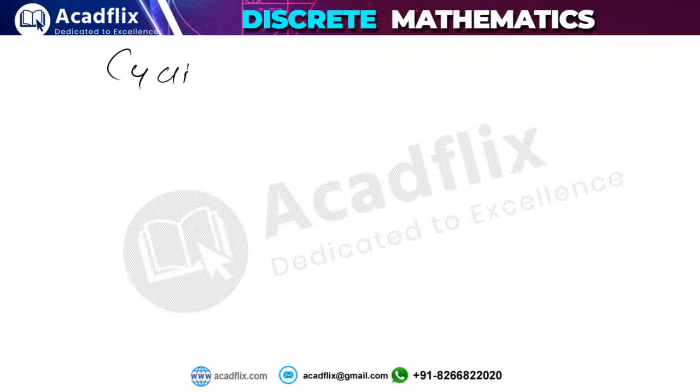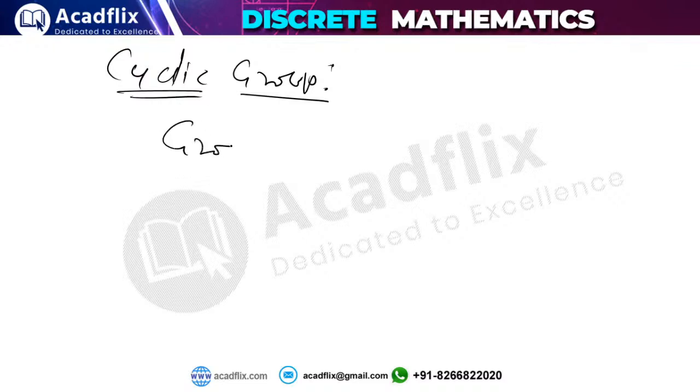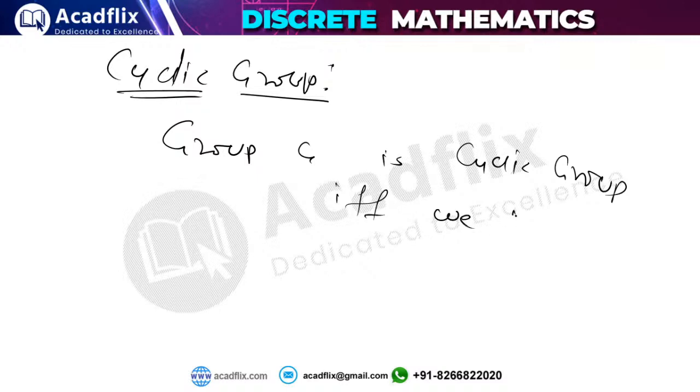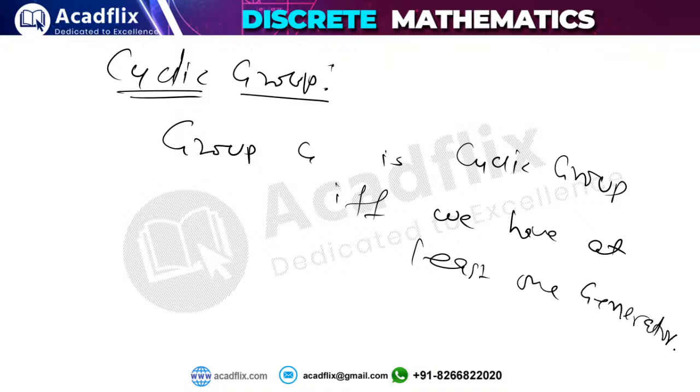Now, what is a cyclic group? A cyclic group is a group in which we have a generator. This is a very simple definition. So group G is a cyclic group if and only if we have at least one generator. Cyclic group is a group in which we have at least one generator.